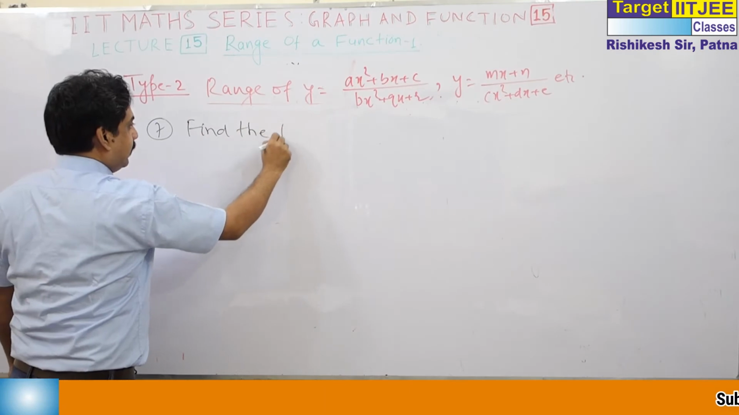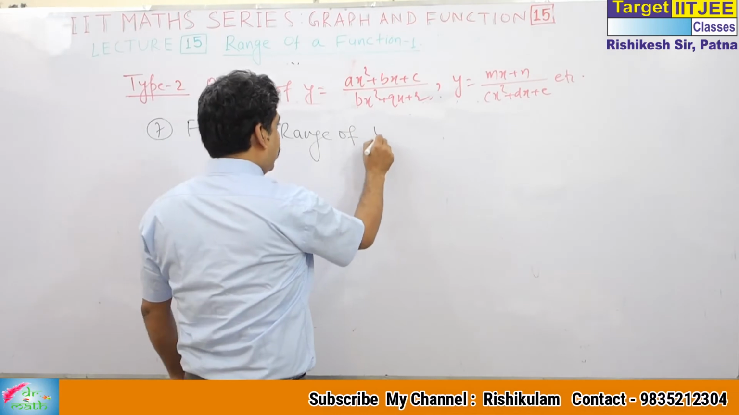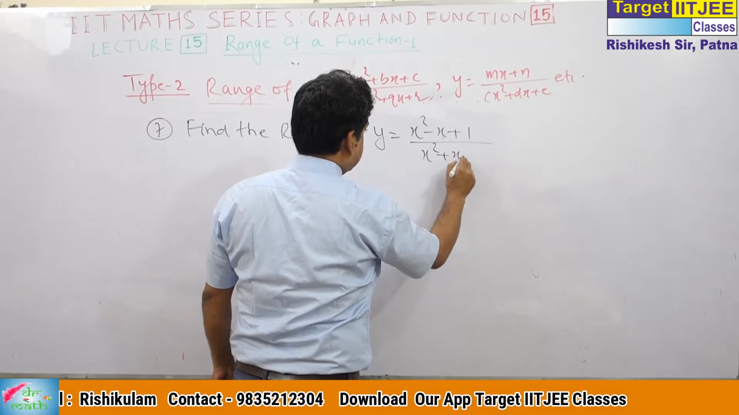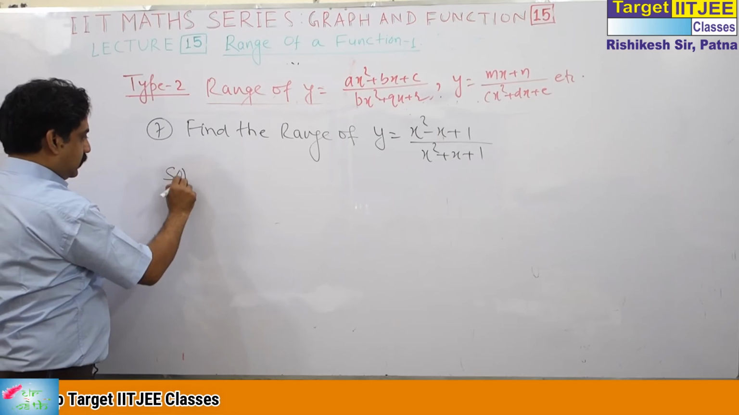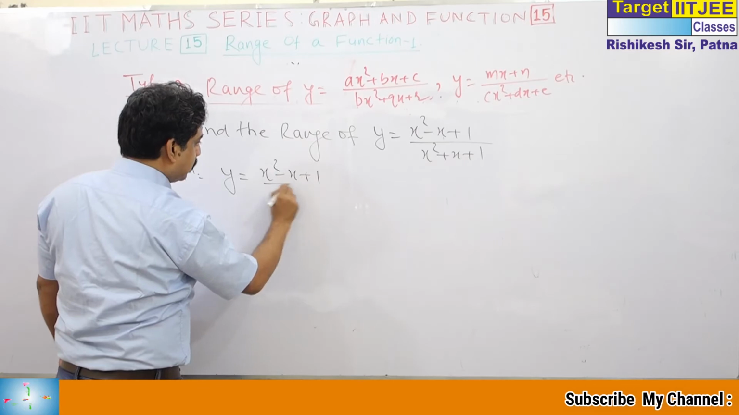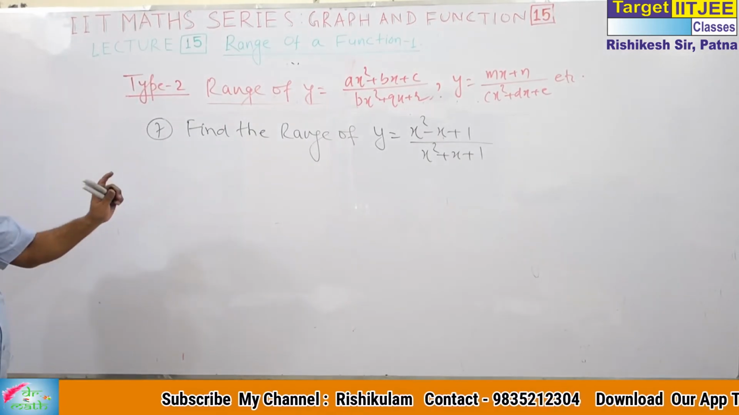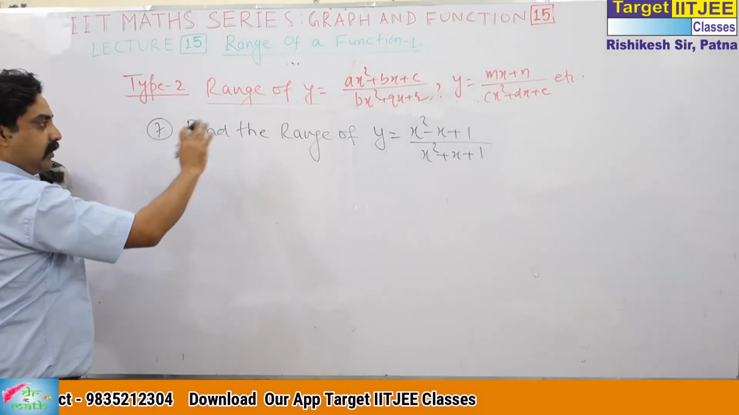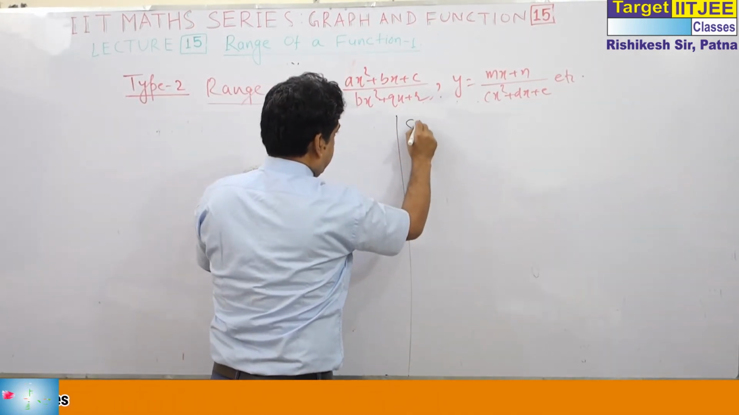Find the range of y is equal to x square minus x plus 1 upon x square plus x plus 1. Have you written the question? I think we have written the question. Okay? I would like to start from here. Let's build the solution.